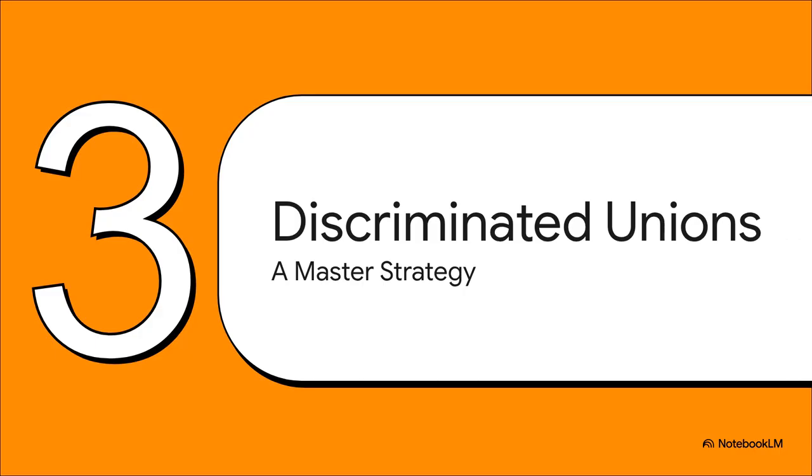So far, all our detective work has been reactive. We find a problem, and we fix it. But now we're going on the offensive. This is the master strategy: discriminated unions. This isn't just about solving type mysteries. It's about designing our code so cleverly that the mysteries can't even happen in the first place.